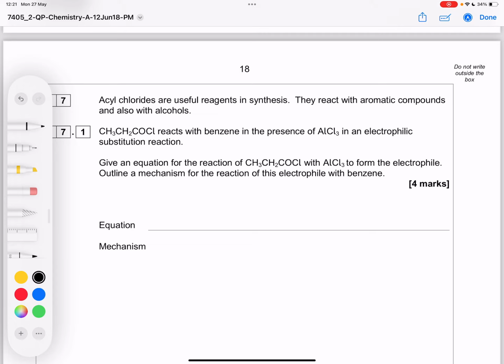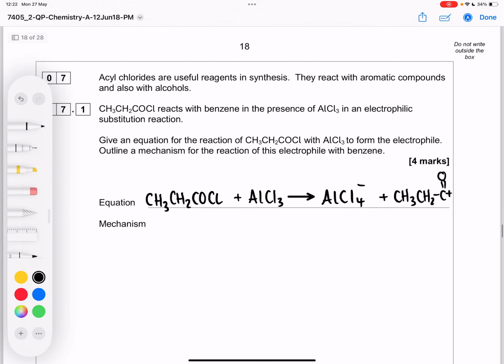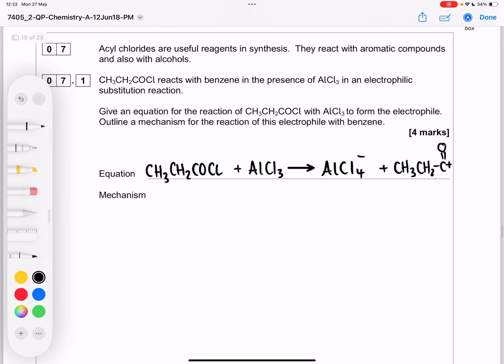It says that they react together to form the electrophile. So let's do that bit first. What happens is the aluminium chloride is our halogen carrier. It's going to grab the halogen, so take off the Cl, make AlCl4-. That's going to leave us with a positively charged carbon that is our electrophile. And then we need to do the mechanism.